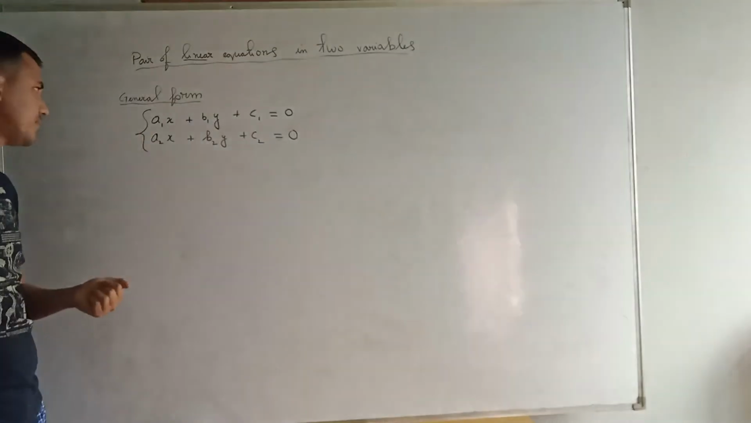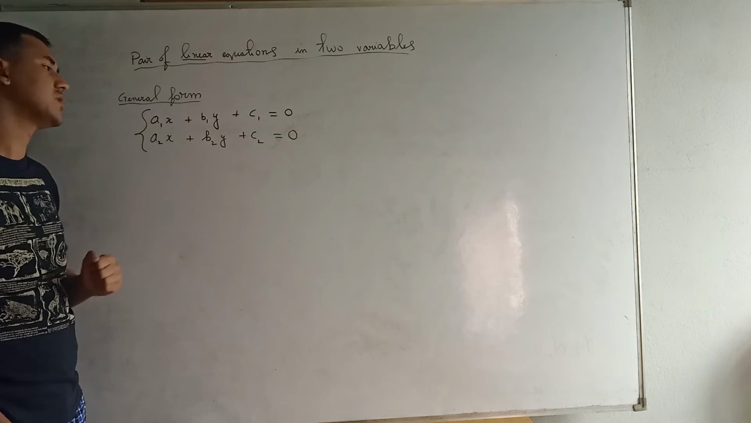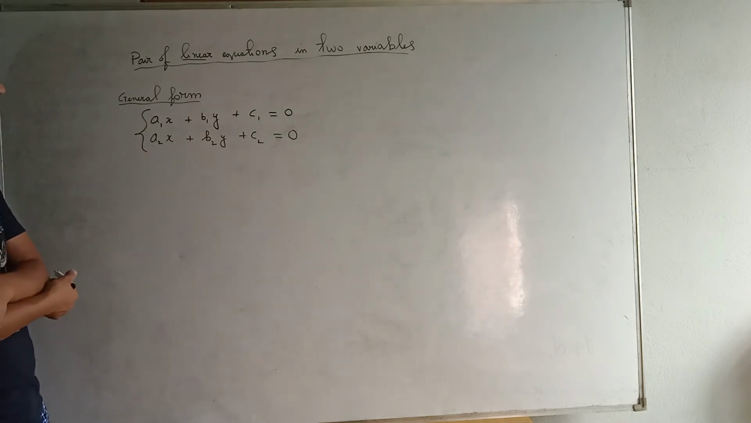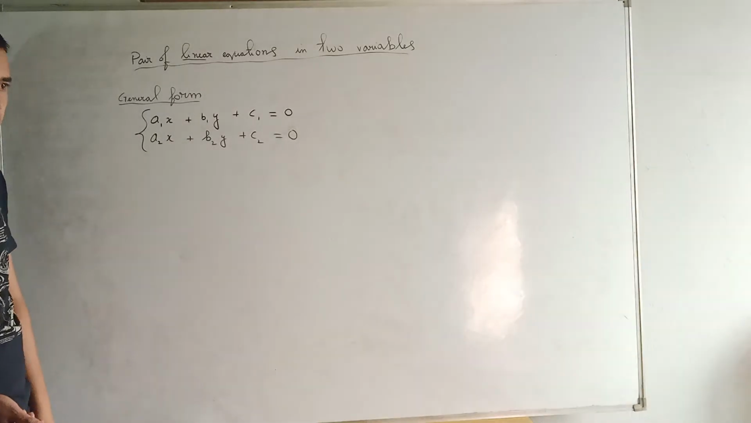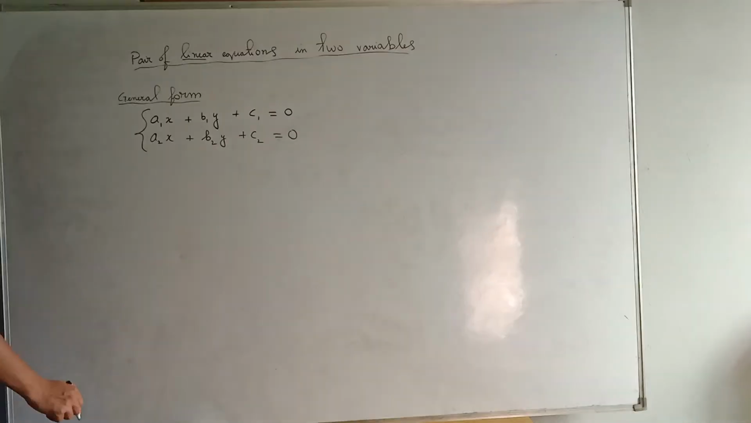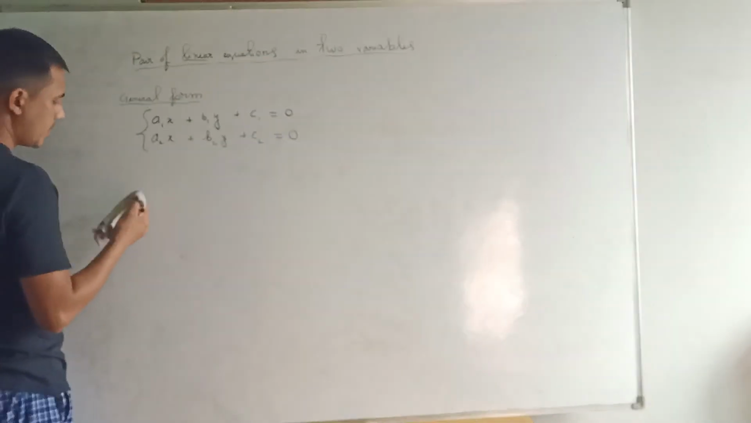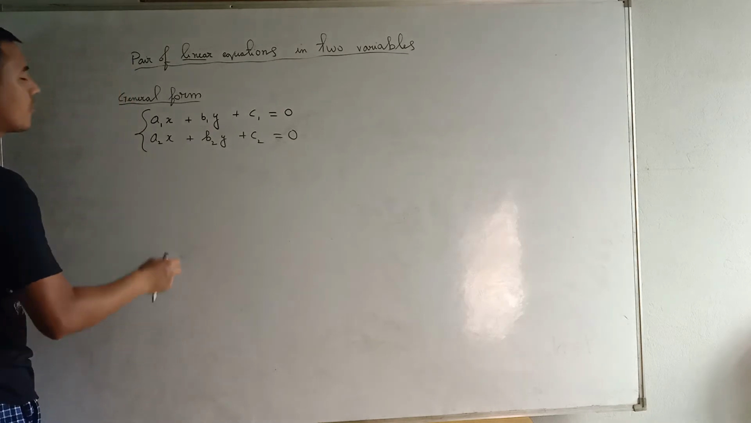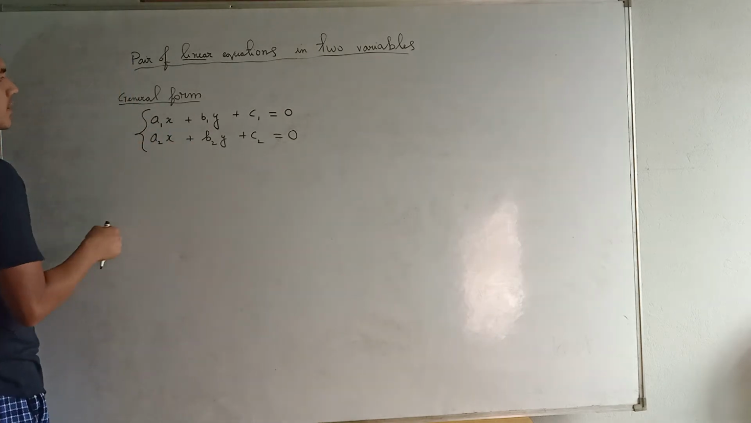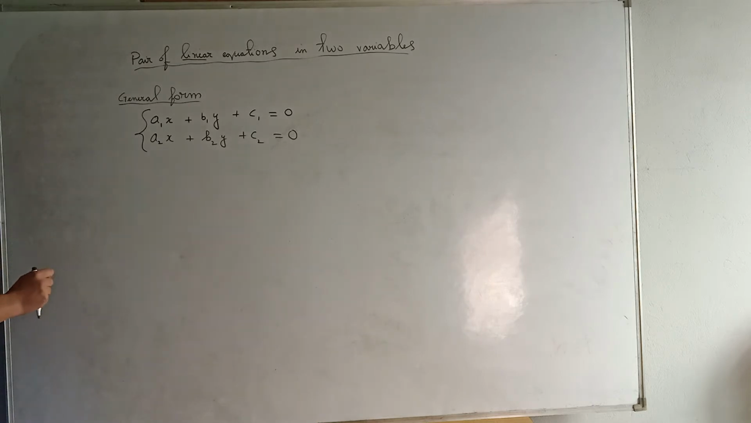a1 is any non-zero real number. b1 is also any non-zero real number. c1 can be zero or a non-zero real number. Okay? Okay. Good, so this is how we write the general form, or this is how we represent the pair of linear equations in two variables.